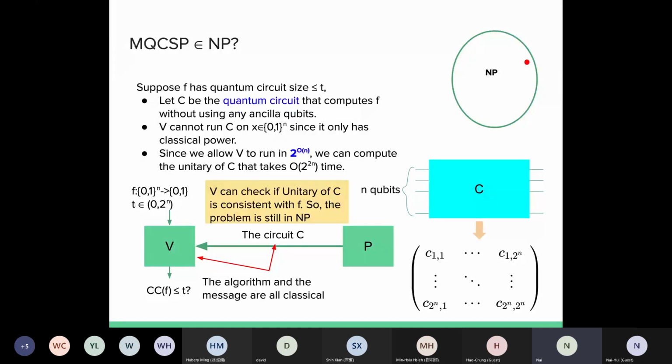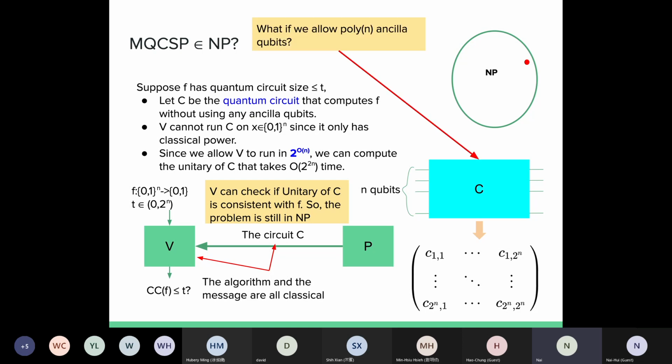Any questions about this verification procedure? No? I think this one is not very hard if you know NP. It's very simple: you just give the quantum circuit, and you don't need to run it, you just compute the unitary of that quantum circuit and then see whether that unitary is consistent with the target function F.